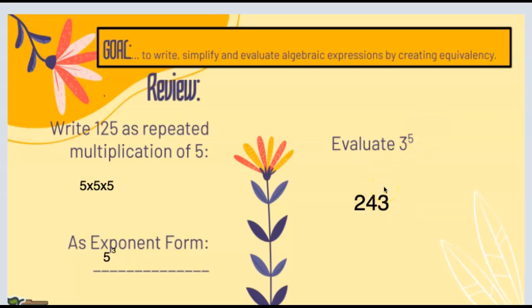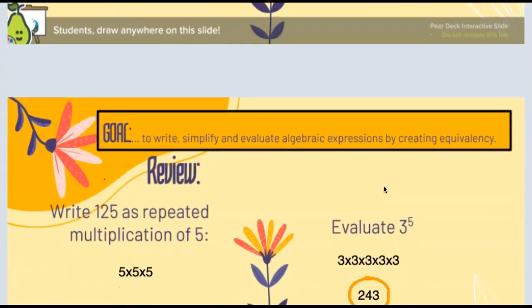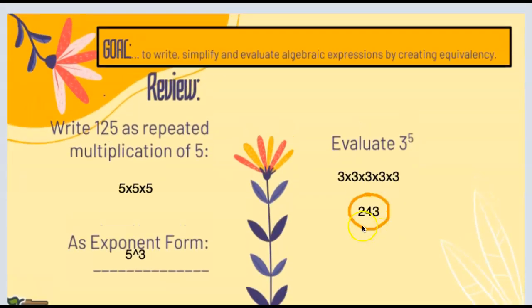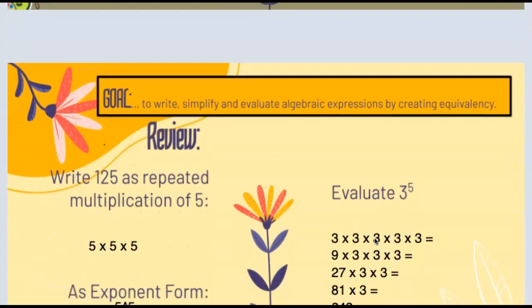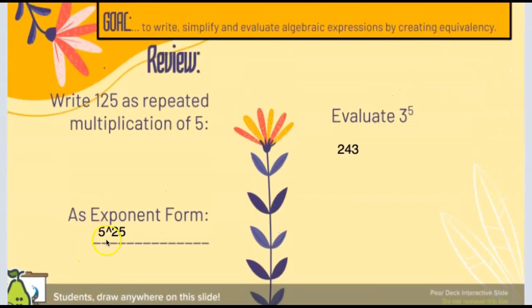How do you get 243 again? Someone just jump in for that. Oh, here is the answer. You're going to say 3 times 3 times 3 times 3 times 3, which is 3 to the power of 5. You multiply 3 five times and get 243. That is correct. Oh, what makes this wrong? 5 to the power of 25.